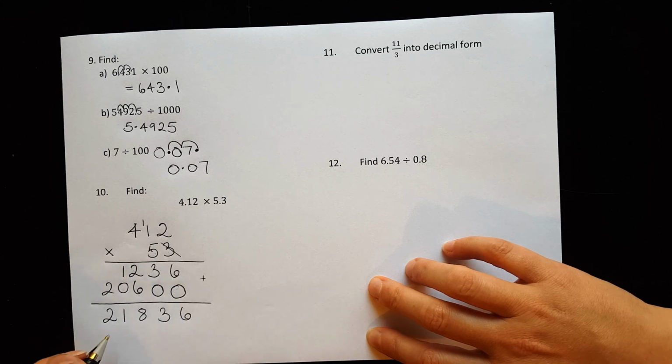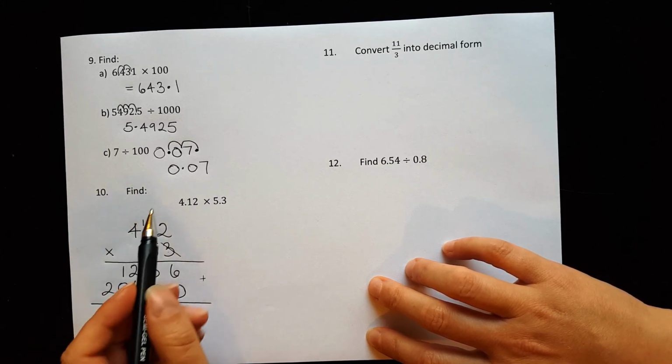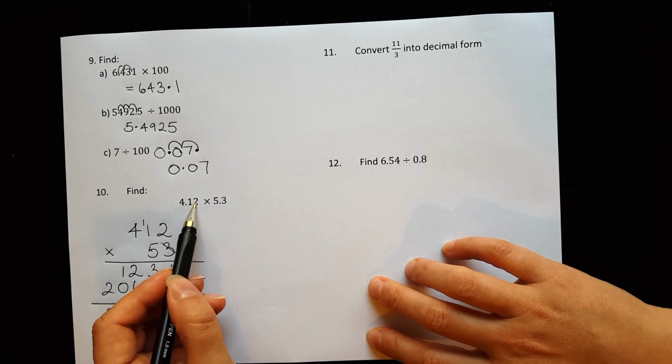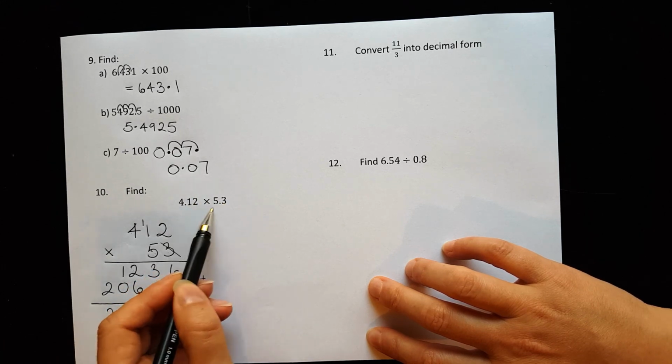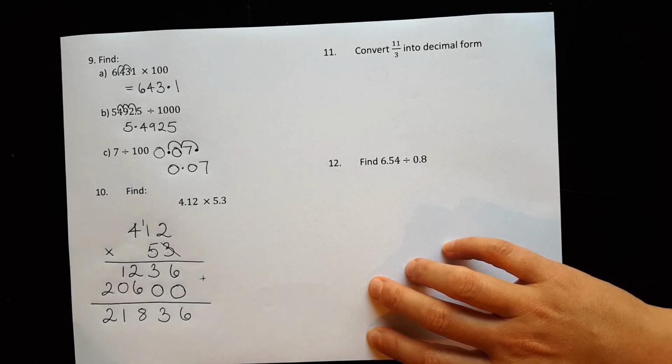So there's my answer. But now I need to think about the decimal places. There were 1, 2, 3 numbers after the decimal places in the question. That means that there'll be 3 numbers after the decimal place in the answer. So 1, 2, 3 numbers, the decimal point must go there. 21.836.